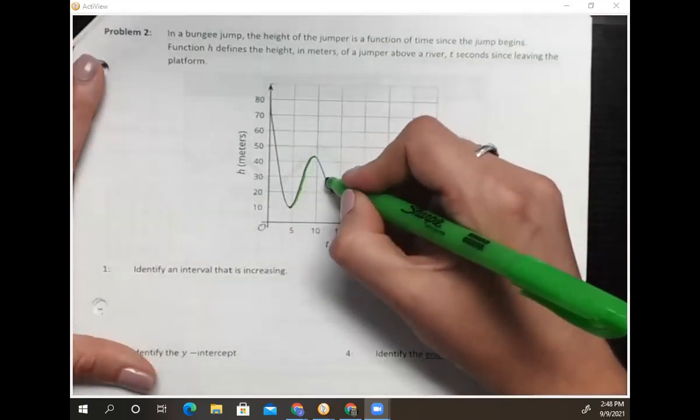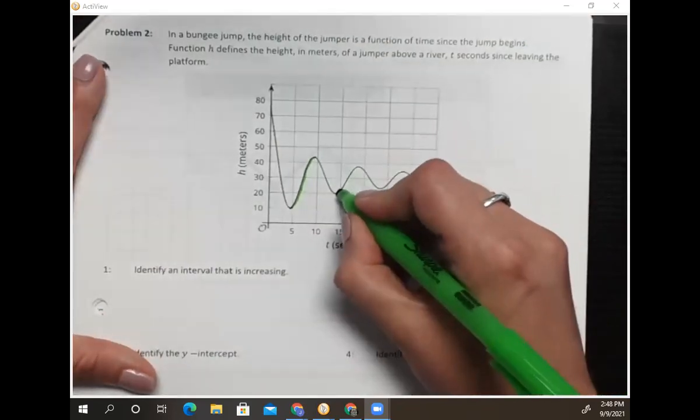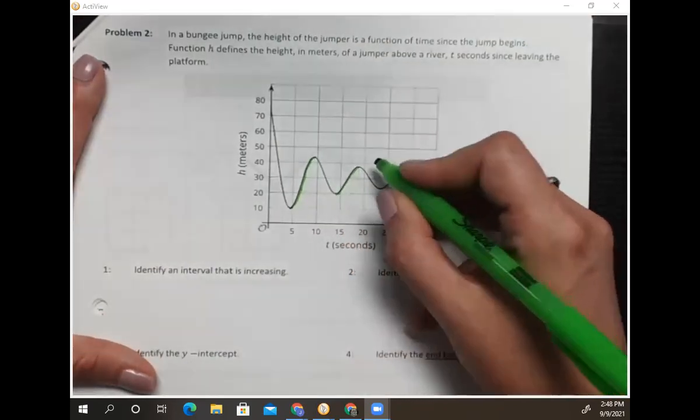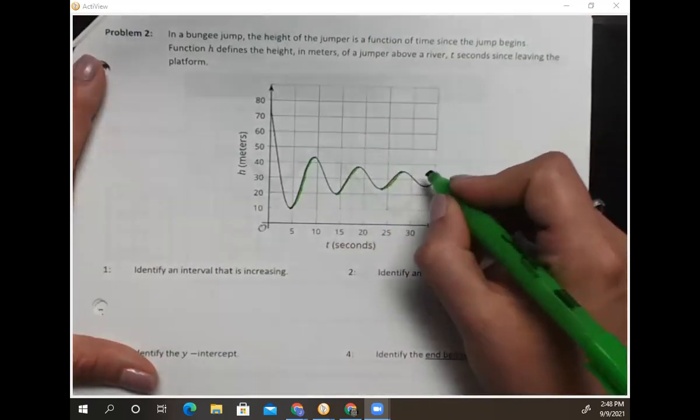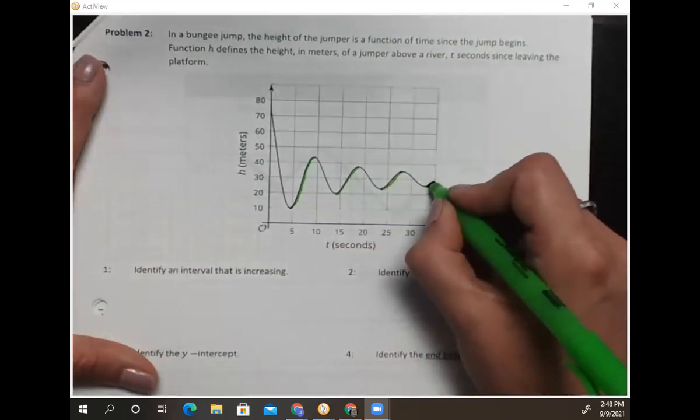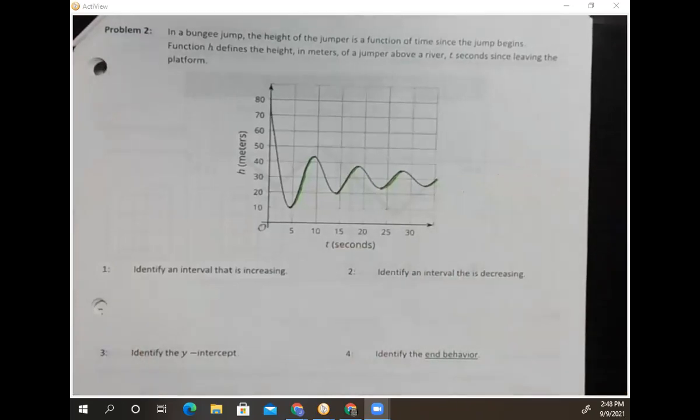And then here we're decreasing again. And then we increase again. That's not increasing, but this section is. That's not increasing, but then this last section is. So they're all of our increasing pieces of our graph. Let's name two of them. We're going to give interval descriptions for two of them.